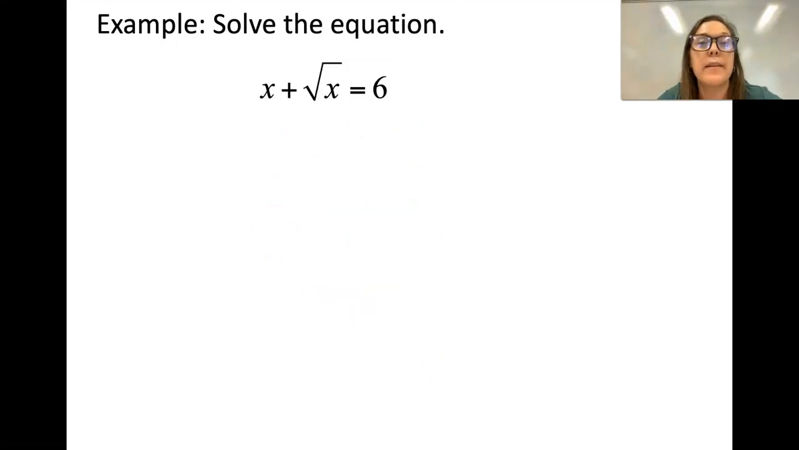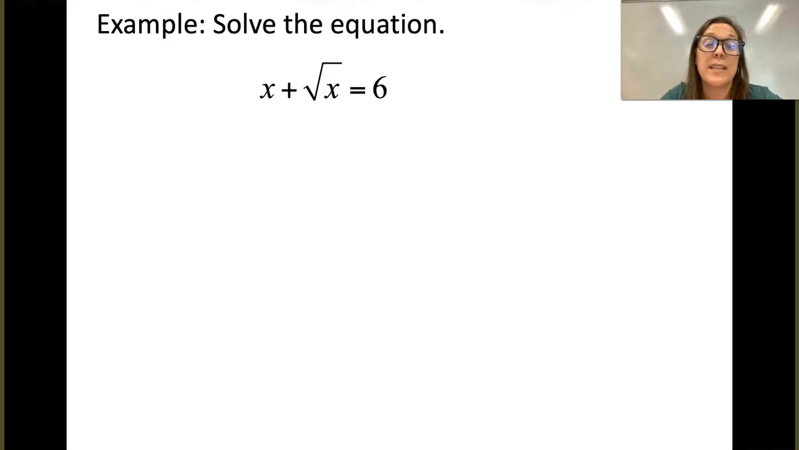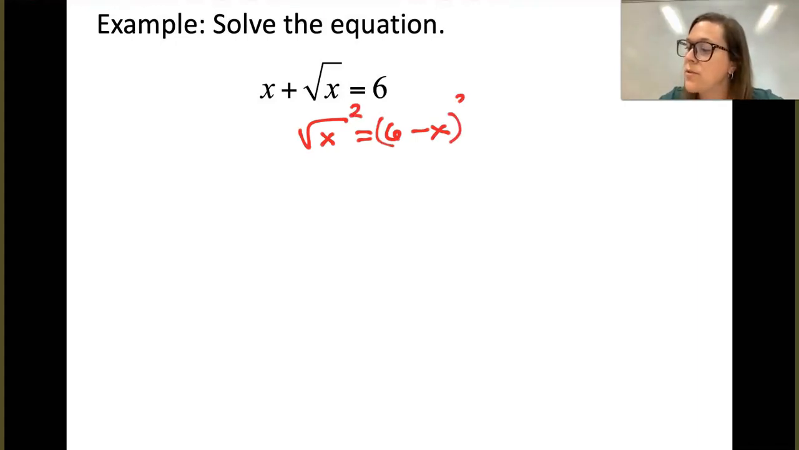Let's do another one. x plus the square root of x is equal to 6. So here we're going to get the square root all by itself by subtracting over that x. So now we have 6 minus x. Now we're going to square. Make sure when we square that side that we actually multiply it out, or FOIL, or use the shortcut. Square the 36.